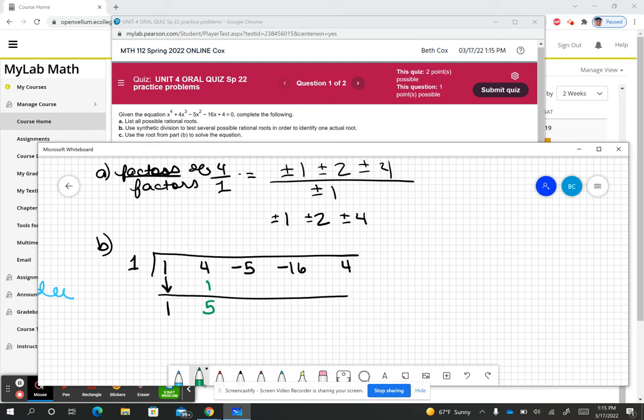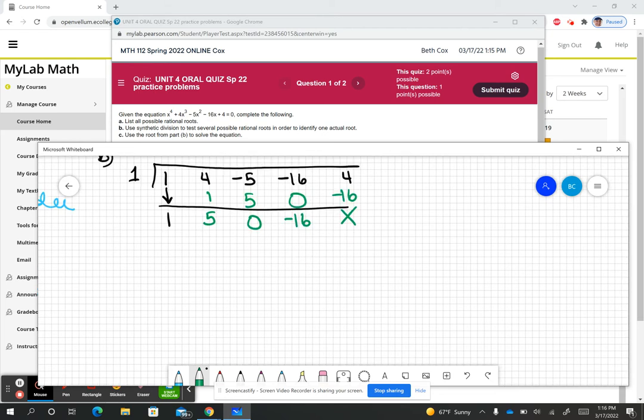So it'll be 1 times 1 is 1. It gives me a 5. That's going to give me a 0. And that's going to give me a -16. And that's not going to be a 0. 1 did not work. Hopefully I did that correctly. So now I'm going to try again. This time I'm going to do -1.